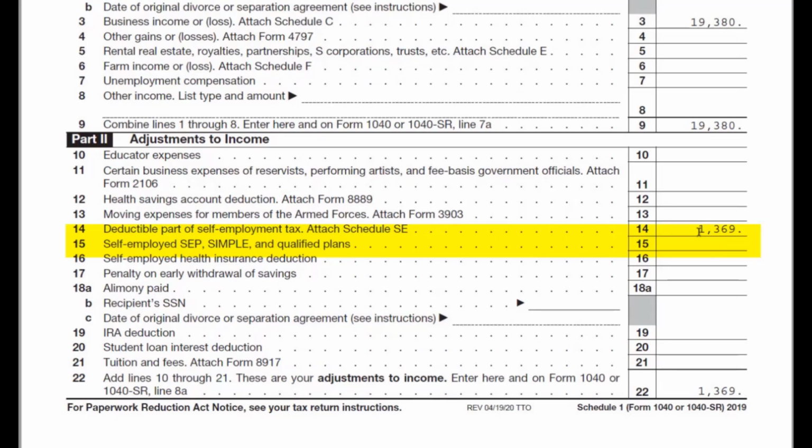But she sees an adjustment of deductible part of self-employment tax attached Schedule SE of $1,369. Where is that coming from? Well, she needs to go ahead and look at her Schedule SE. And that's where she's going to go next.